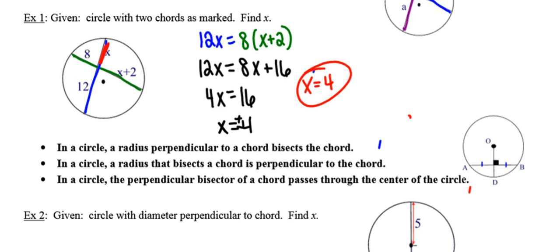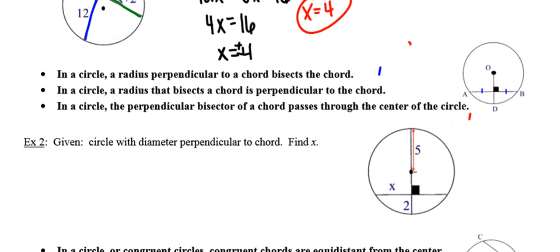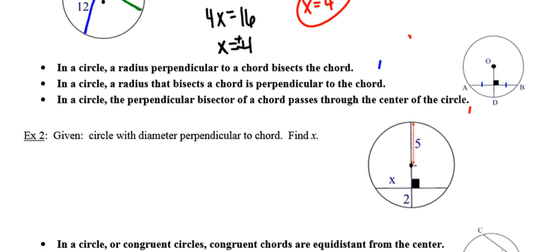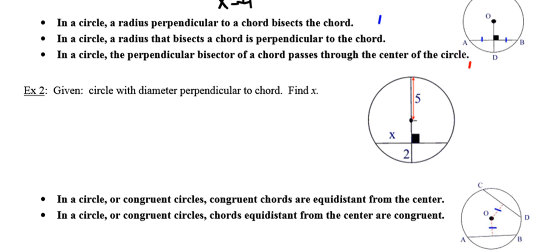All right, so that's the first of the theorems that you need to be comfortable working with. The next set of theorems all have to do with radii and chords. It says anytime you have a radius that's perpendicular to a chord, so if I look over here at this picture, that radius is perpendicular to the chord, it's going to bisect that chord, or in other words, cut that chord into two equal parts. The reverse of that is true as well.